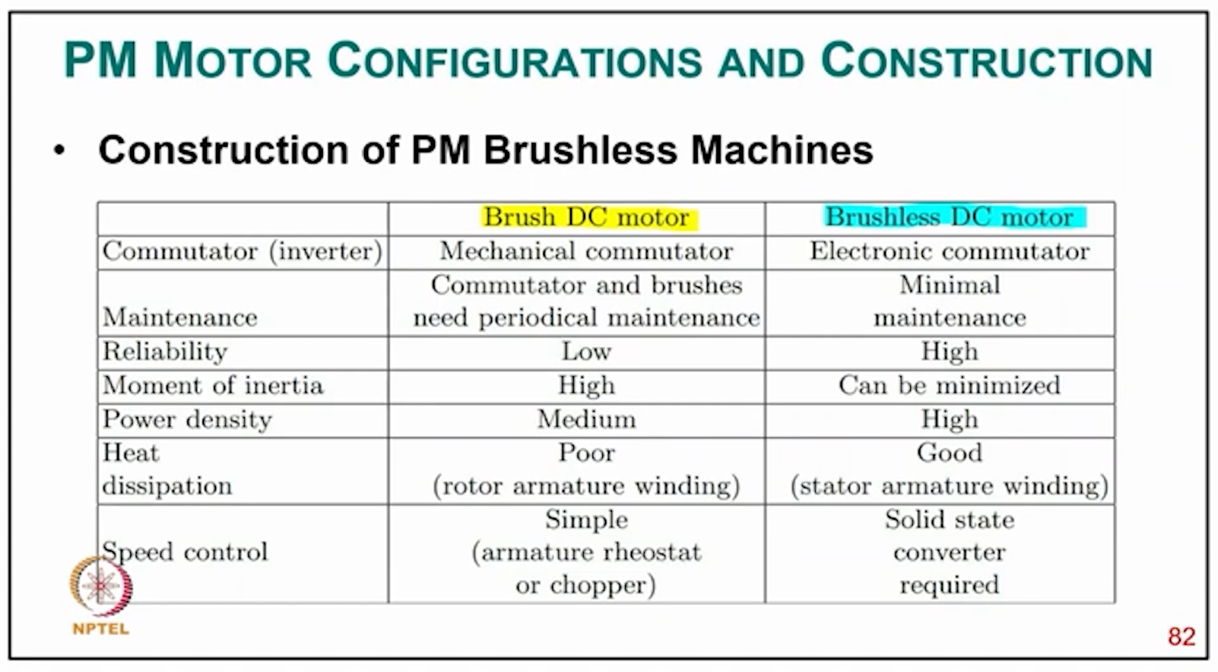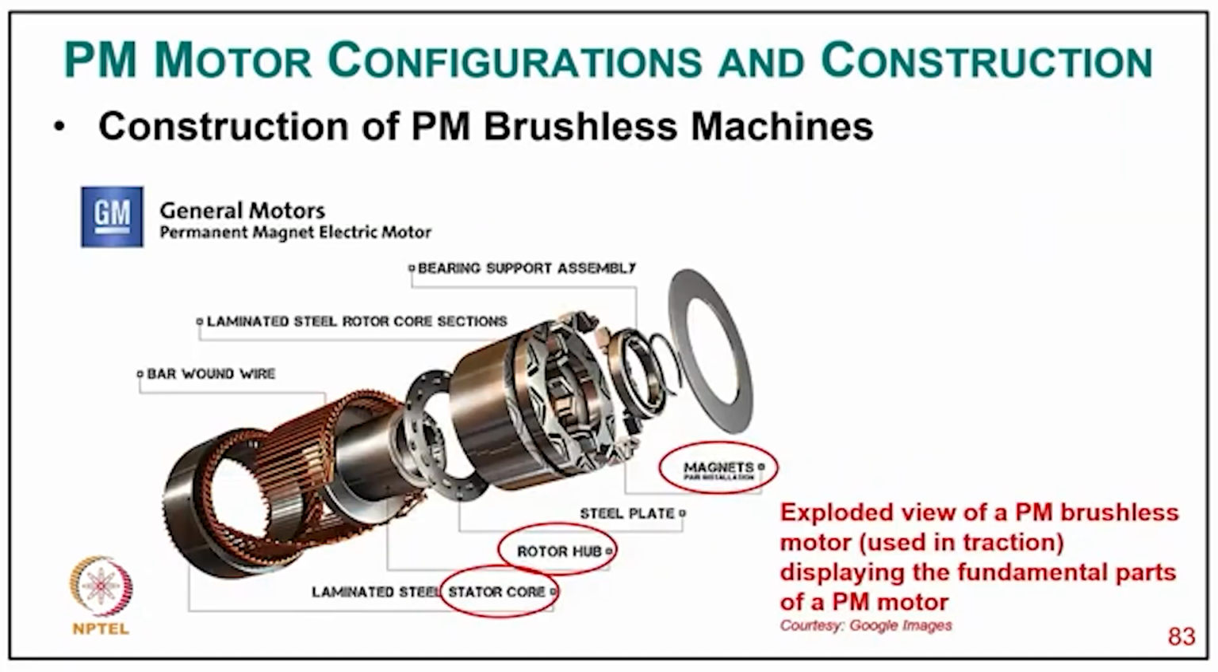Maintenance requirement of course is minimum for the brushless DC motor. Reliability is high. Inertia can be minimized, and power density is high for the brushless DC motor. Heat dissipation is also good as the stator winding is on the stator, and speed control is a must with the solid state controller. So you can see a permanent magnet brushless synchronous motor developed by General Motors, especially for electric vehicles.